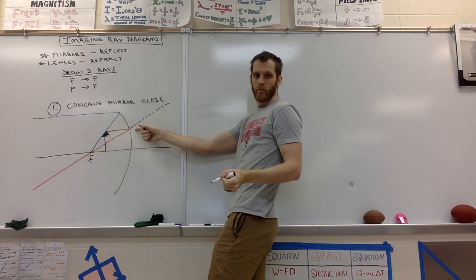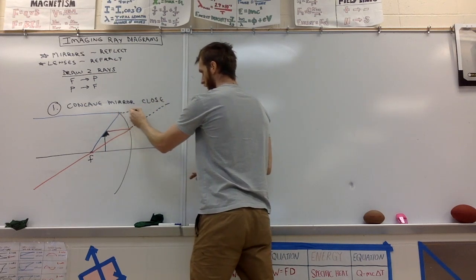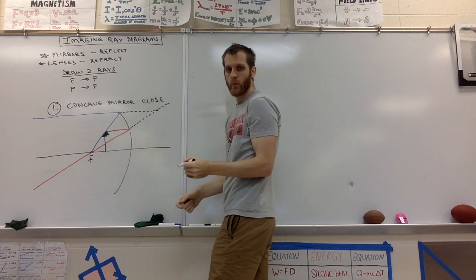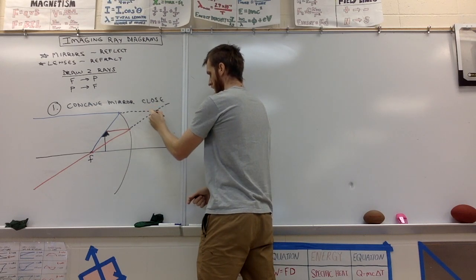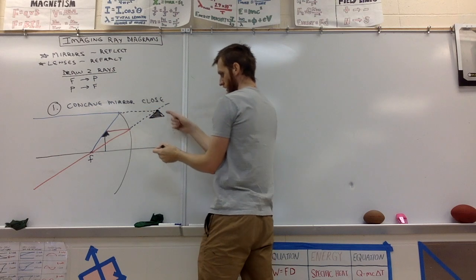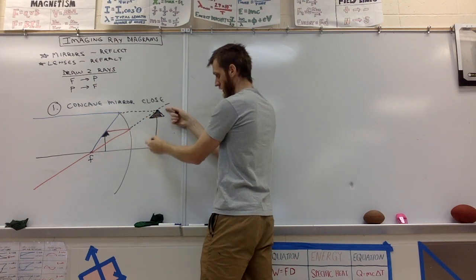So I can extend that one forever. I can extend this one forever. And right there is where it crosses. That's where the tip of the arrow would be. And since it's above the principal axis, I know it's right side up.